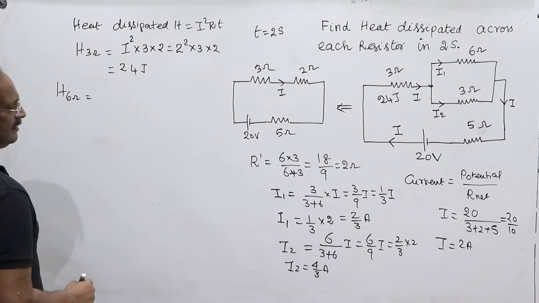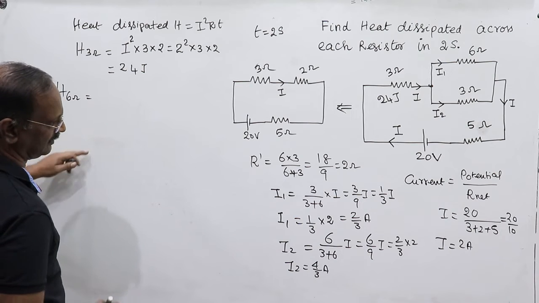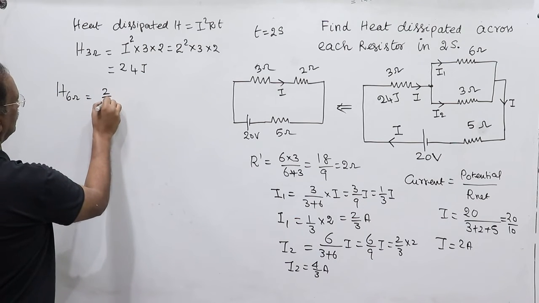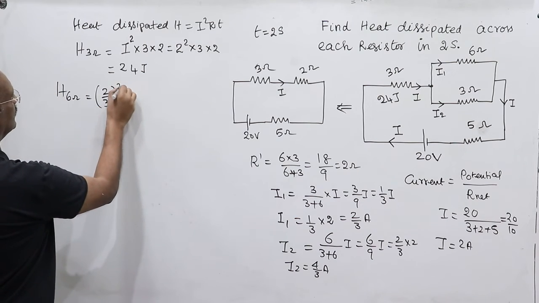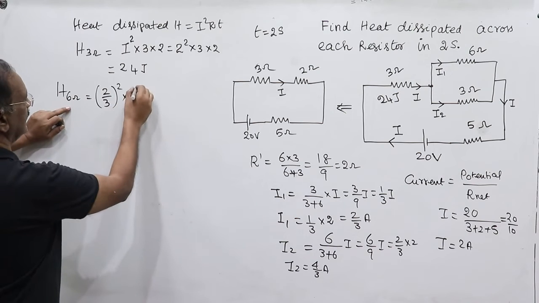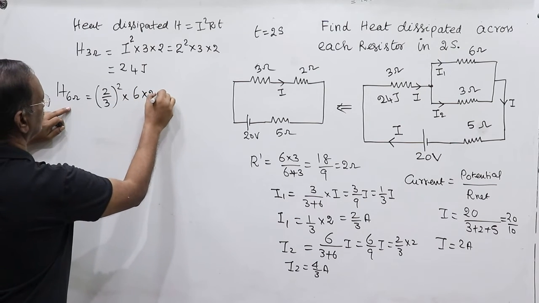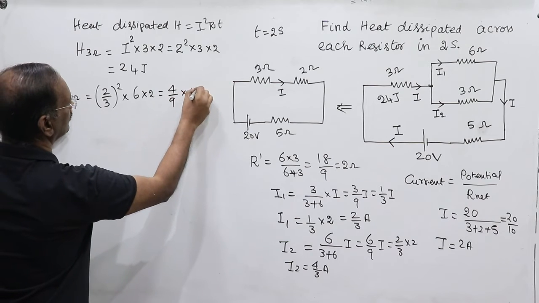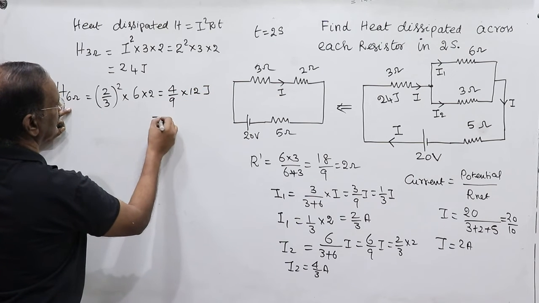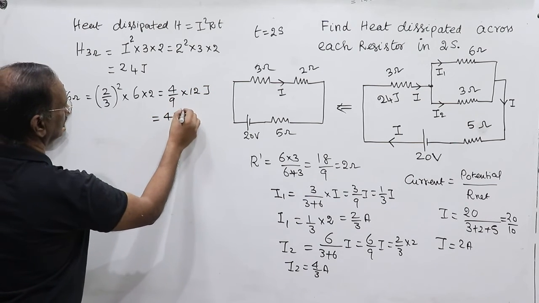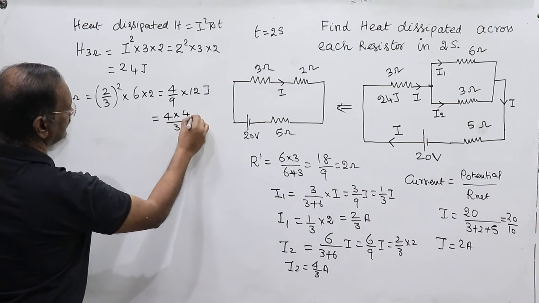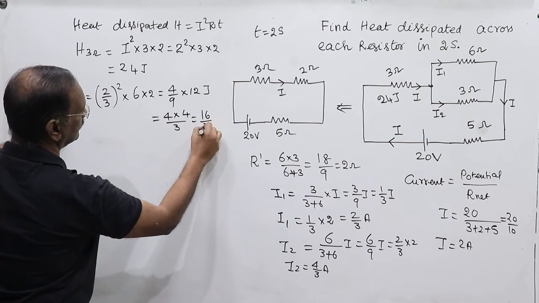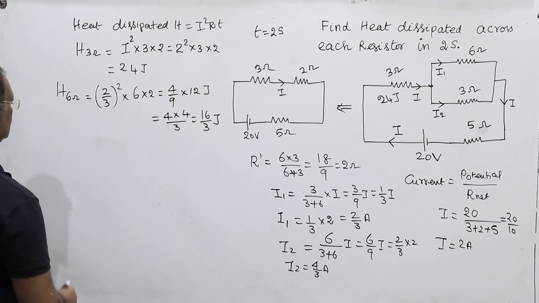I squared R T. What is the current flowing through this, I1? I1 is equal to (2/3) whole squared, into the resistance 6, into the time 2. That is equal to 4/9 into 12 joules, which is equal to 16/3 joules.